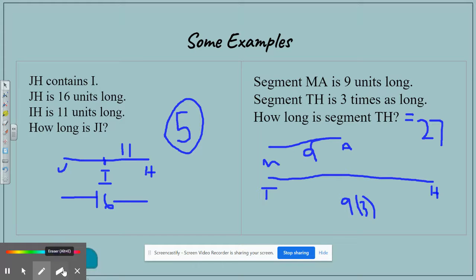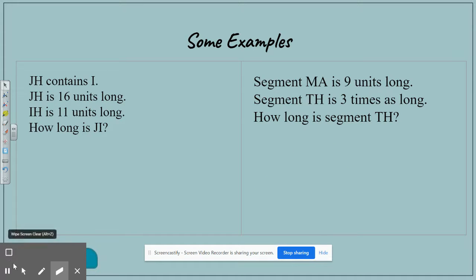All right, let's see if we can erase the whole screen. Good. Okay.